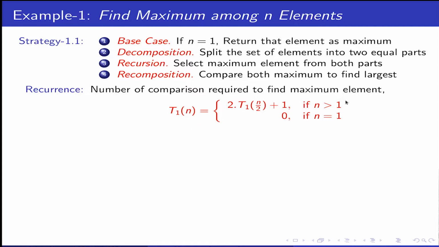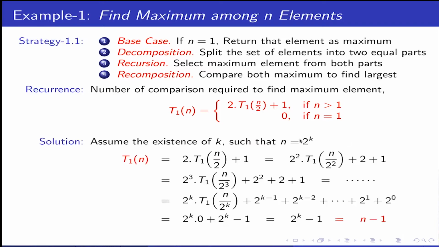So if I could solve this recurrence, I will get to know how this strategy 1.1 to find the maximum is doing. It is very straightforward. If we unfold this one step after another, we will get to the solution. Let us say there exists a k. All of this we will do for large n. Therefore we approximate that n equals 2 to the power k. So let us unfold this one.